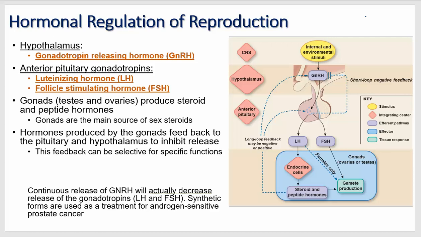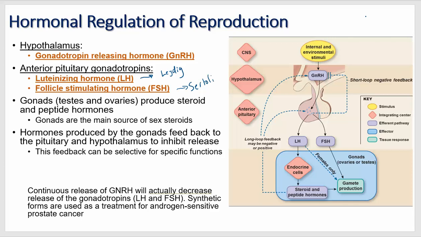All right, so hormonal regulation of reproduction. We mentioned early on that this is going to be part of the HP axis, the hypothalamic-pituitary axis. The hypothalamus produces gonadotropin releasing hormone. And then the anterior pituitary, remember the posterior just makes vasopressin and oxytocin, so most of these are going to be anterior, and that's true for this too. The anterior pituitary is going to produce luteinizing hormone, LH, and follicle stimulating hormone, FSH. Remember, luteinizing hormone activates the Leydig cells, and follicle stimulating hormone is going to stimulate the Sertoli cells.